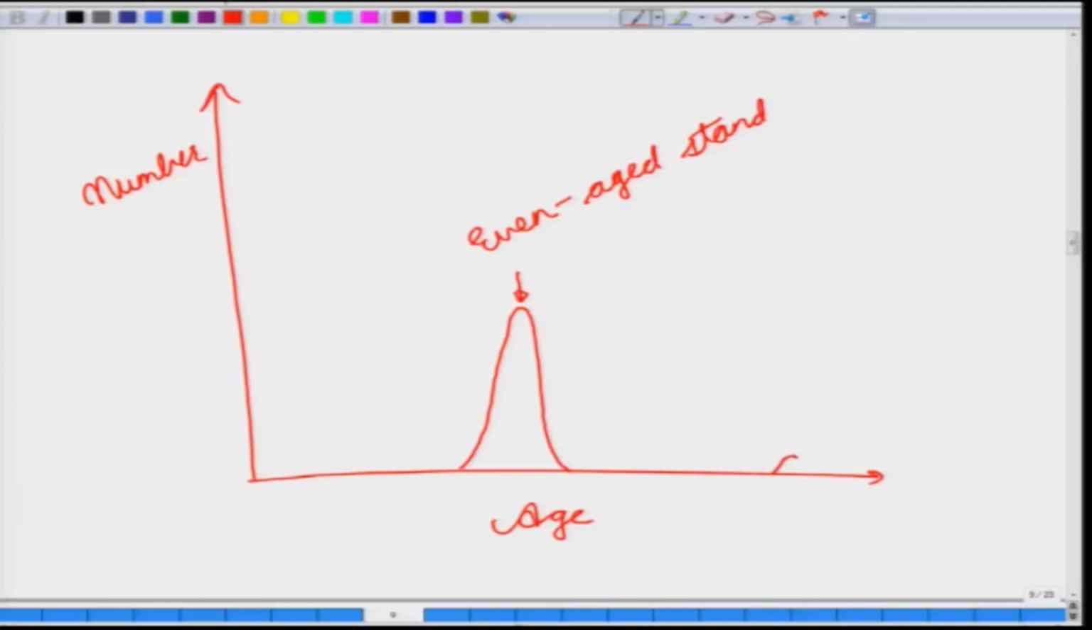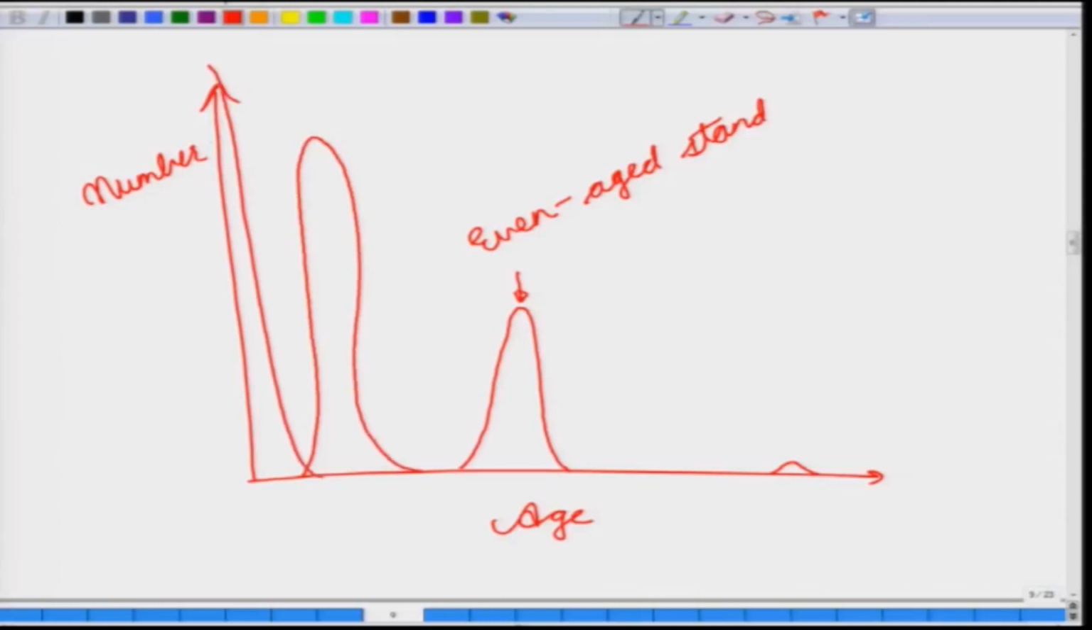Now, if you draw a number of even aged stands, so suppose you have an even aged stand like this here, here you have a stand like this, here you have a stand like this, and so on.